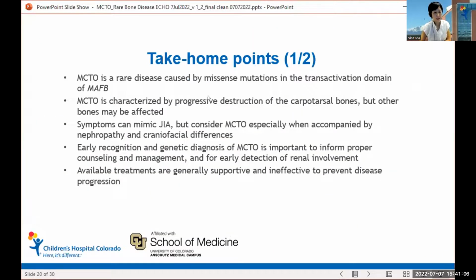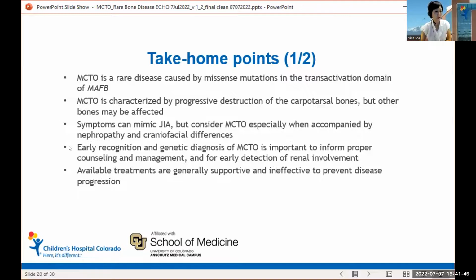So to wrap up the didactic portion of the presentation, these next 2 slides have some key take-home points. MCTO is a rare disease caused by missense mutations in the transactivation domain of MAFB. MCTO is characterized by progressive destruction of the carpotarsal bones, but other bones such as the elbow joints may be affected. Symptoms can mimic JIA, but one should consider a diagnosis of MCTO, particularly if arthritis symptoms are accompanied by nephropathy as well as craniofacial differences.